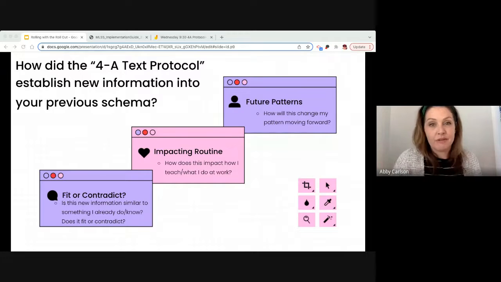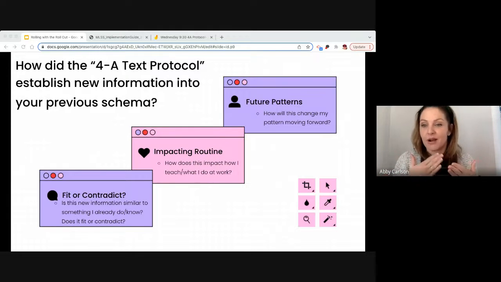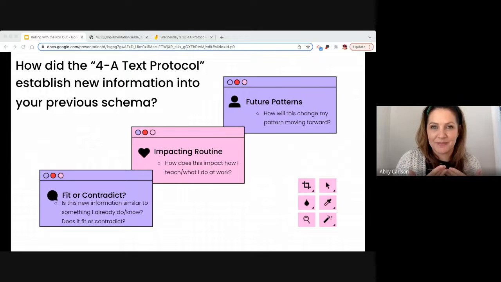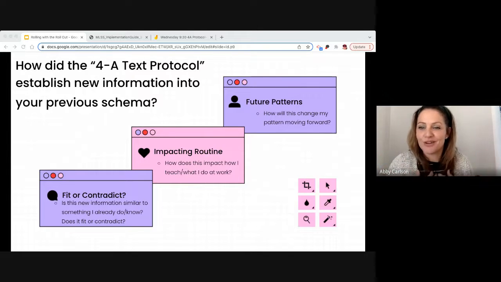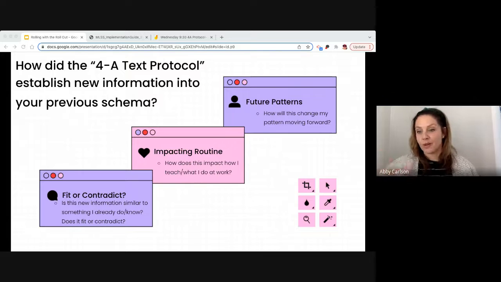What did you think of the 4A protocol? How did it help you change information or start thinking about future patterns or routines being impacted, or how it fit or contradicted? So please share your thinking about your thinking. I'm super patient, so I can wait a while.